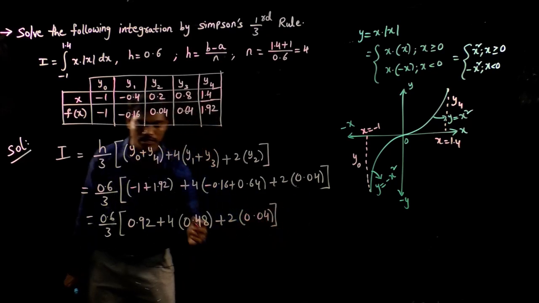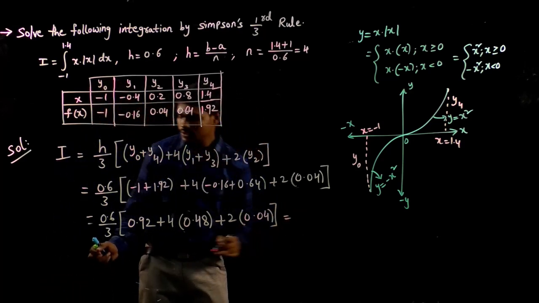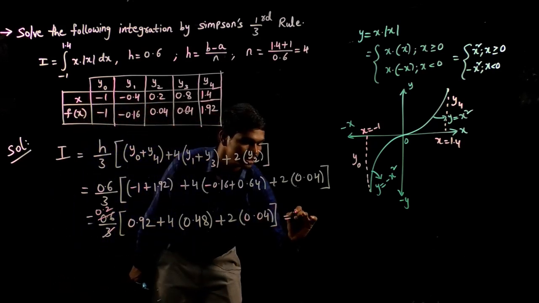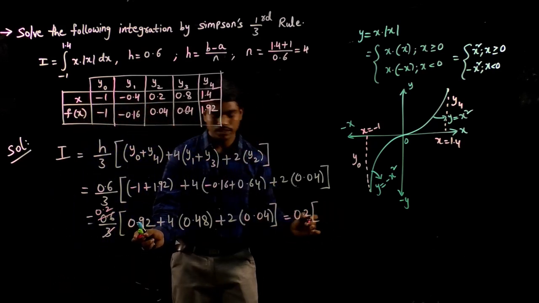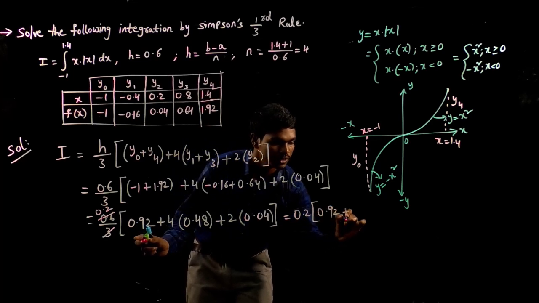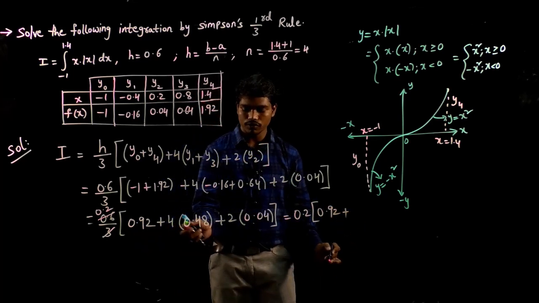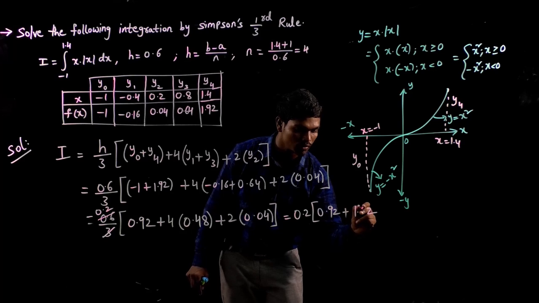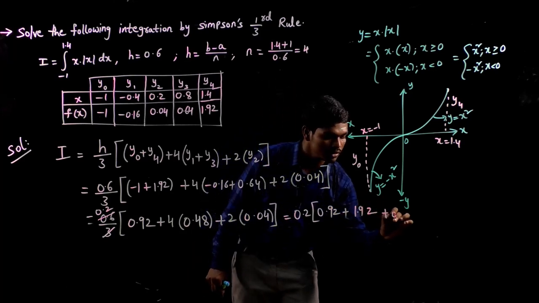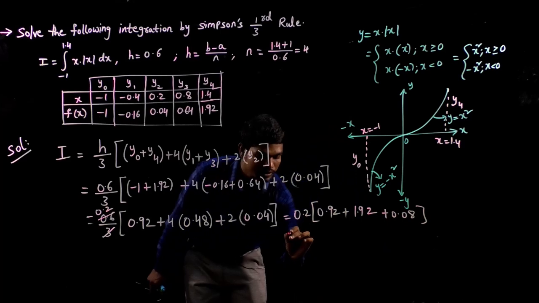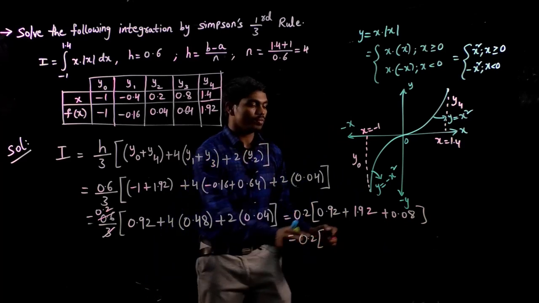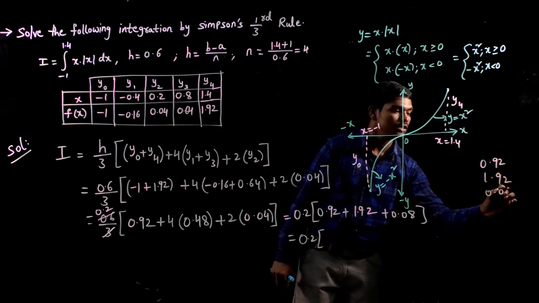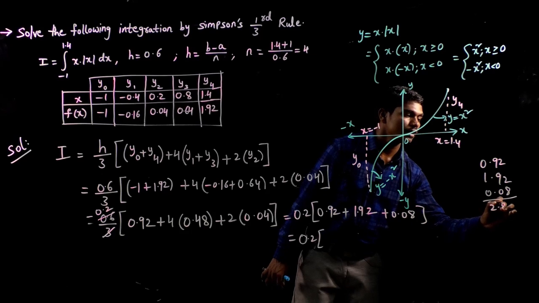Since we are not multiplying this 2, this 0.6 divided by 3 will give you 0.2. So this is 0.2 into 0.92 plus 4 into 0.48. So 4 8s are 32, 4 4s are 16, 17, 18, 19. So this is 1.92 plus 0.08. So which is 0.2 into 1.92 and 0.08, which is 2.92.